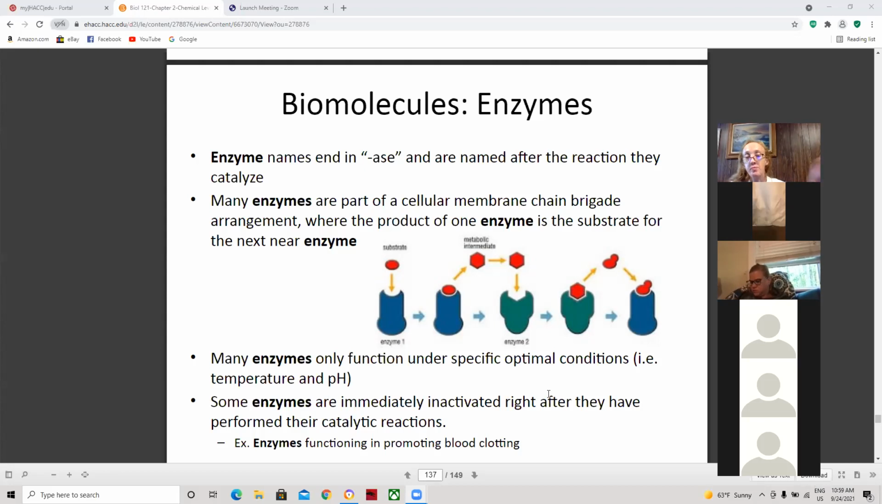Some enzymes are immediately inactivated right after they perform their catalytic reactions, because we may not want them to stay active, like the ones in your stomach. If the ones in the stomach were active at all pHs, they would disintegrate the stomach and move out and destroy all your tissues. So we like a lot of our enzymes to only work at specific temperatures and pHs. And we want some of them to be immediately inactivated after they're done.